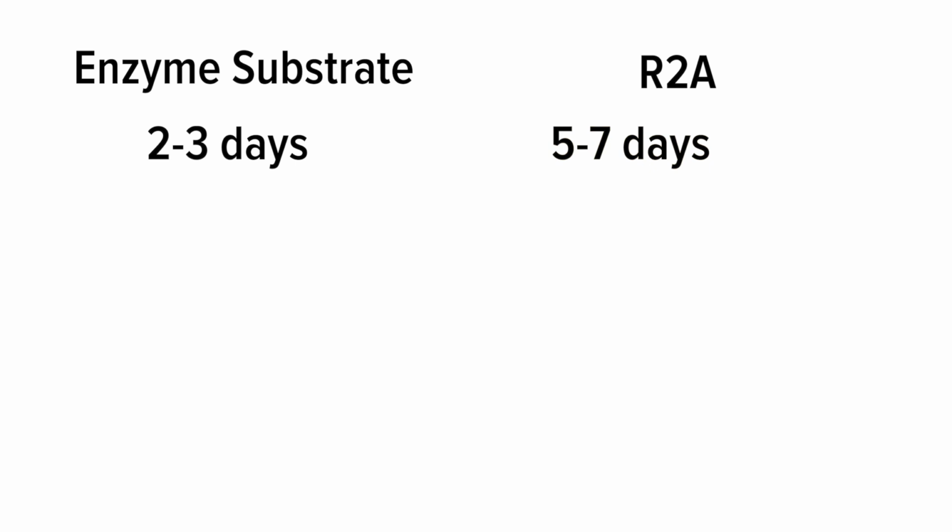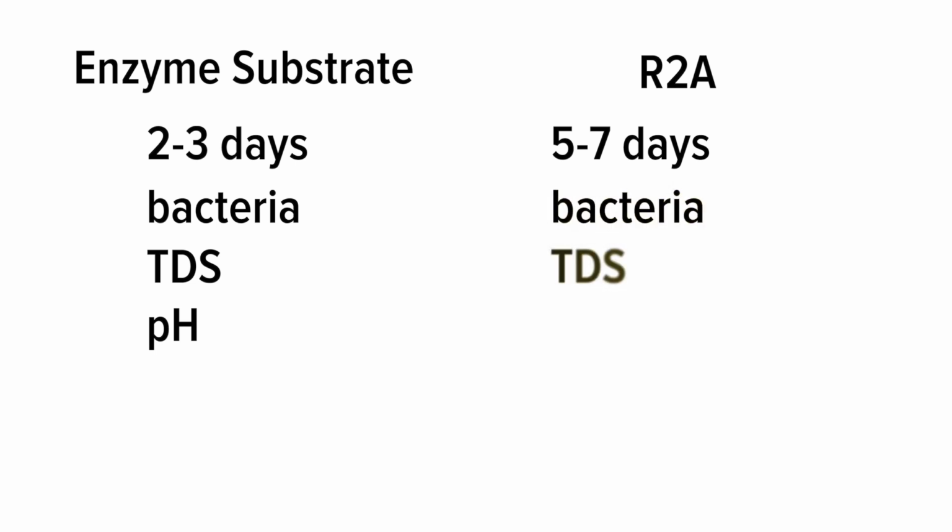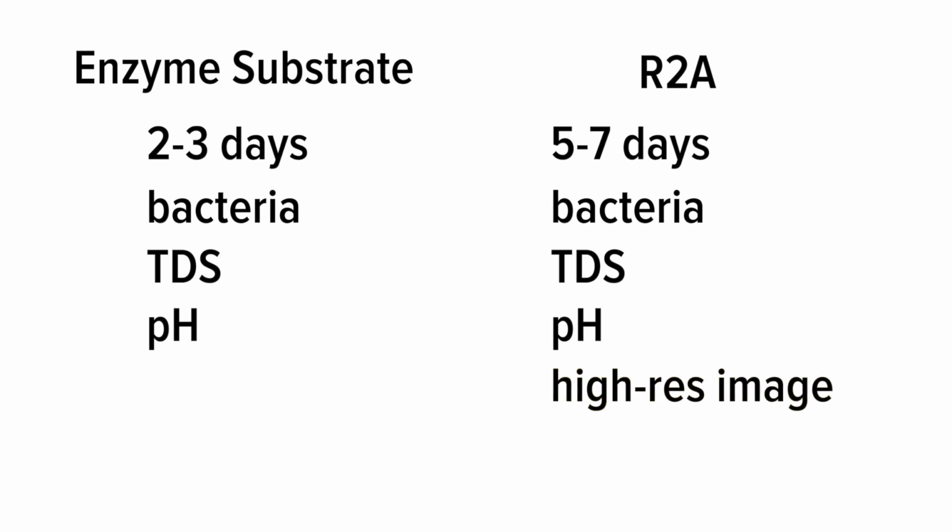The enzyme substrate method reports include a table with bacteria, TDS, and pH results. The R2A reports include a table with bacteria, TDS, and pH results, but also a high-res image of each Petri dish sample. Yeah, it really depends on the level of detail and liability protection that the customers want from their waterline test results. I can see how both methods can be beneficial depending on the customer's situation. How do the images serve as liability protection?